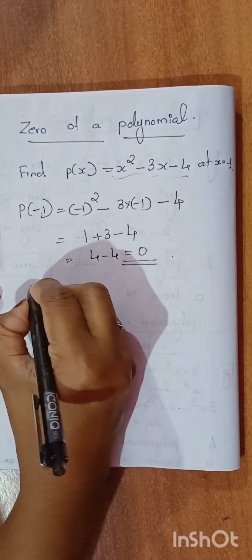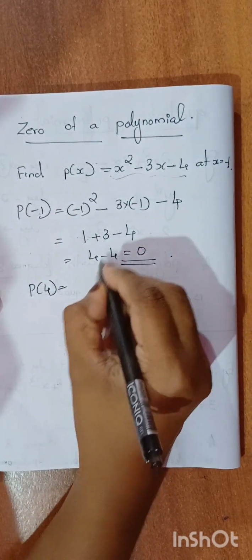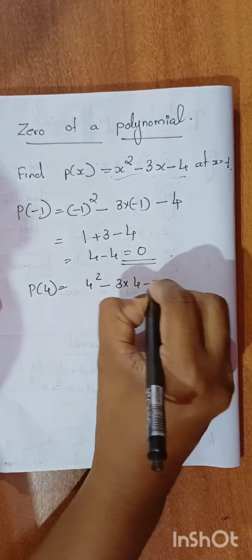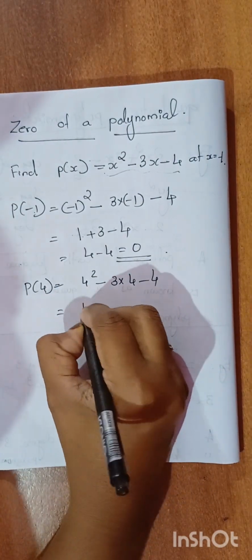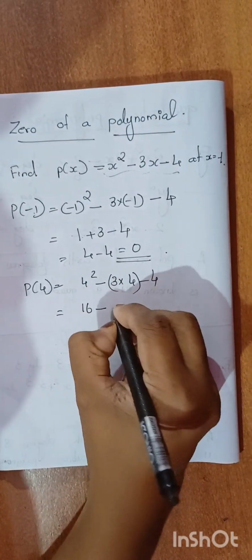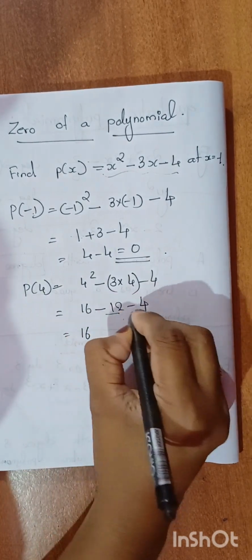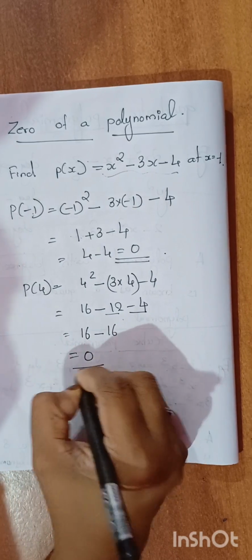Next we can find p of 4. Substitute 4 in the place of x, that is 4 square minus 3 into 4 minus 4. 4 square, you know that 4 square is 16, minus 3 into 4 is 12, minus 4. 16 minus 12 minus 4, the answer is 0. Here also the answer is 0.